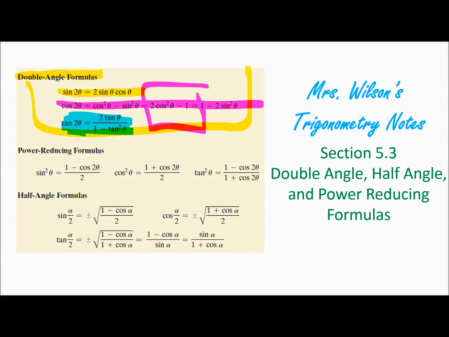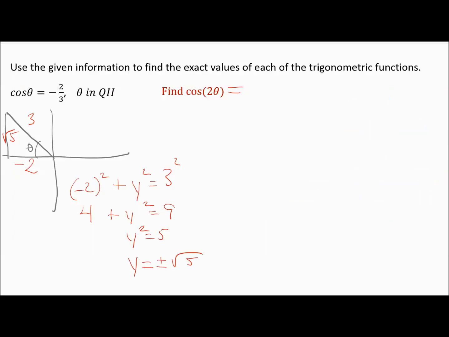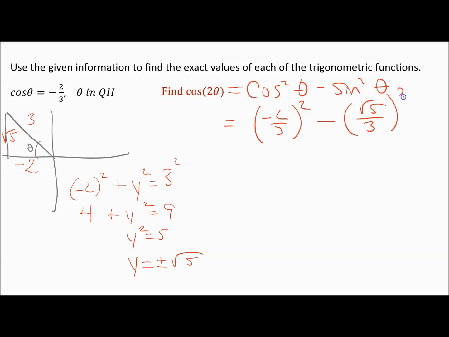Okay, so we've got cosine squared of theta minus sine squared of theta. So I go back to my problem and say, okay, we're going to use cosine squared of theta minus sine squared of theta. Cosine, we already know, is -2/3, and then we square it. Minus sine squared, well, sine, remember, is opposite over hypotenuse, so that'll be the square root of 5 over 3. Again, you've got to square it.